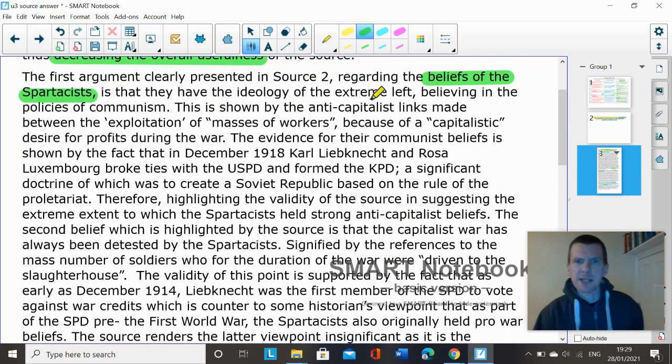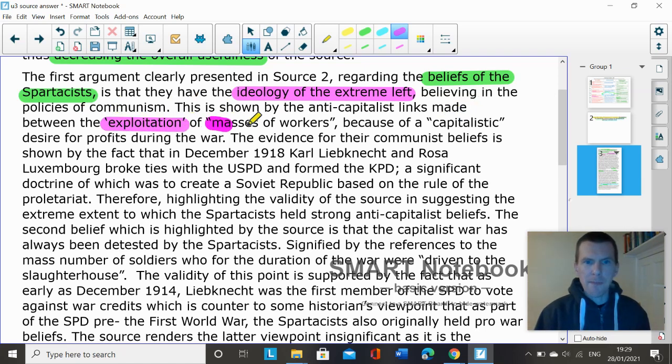The first argument clearly presented in source 2 regarding the beliefs of the Spartacists is that they have the ideology of the extreme left. So what are their beliefs? Oh, they're extreme leftists. Now we want to see that picked out from the source. You don't just want to kind of summarize what the source says. So they believe in the policies of communism. Yes, they did. This is shown by the anti-capitalist links made between the exploitation of masses of workers because of a capitalistic desire for profits during the war.